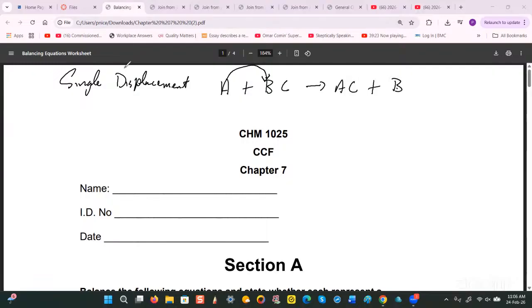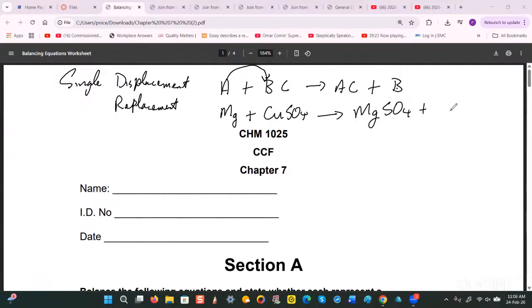So this is called a single displacement reaction. In some textbooks, they call this a single replacement reaction. If you see that terminology, it's the same thing. To give you an example, if you take a piece of magnesium and you put it in a solution of copper(II) sulfate, you're going to see a visual change. The reaction taking place is where the magnesium replaces the copper and the copper is displaced.